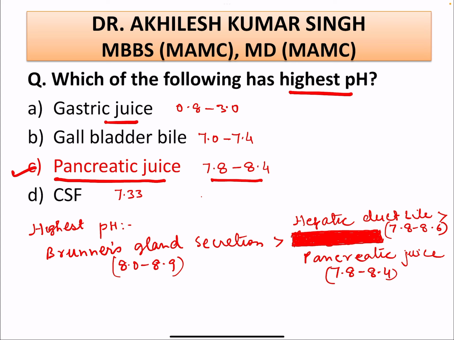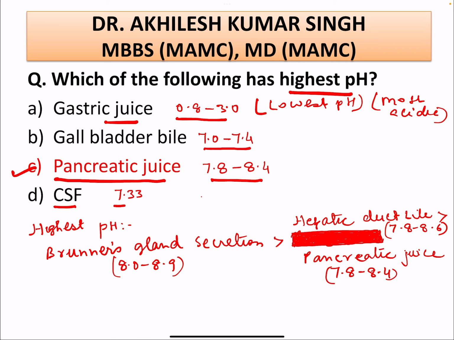The pH of the gastric juice is 0.8 to 3.0. It has the lowest pH. It is the most acidic fluid in the body. Gallbladder bile is 7.0 to 7.4, and the cerebrospinal fluid is 7.33. So of the given options, pancreatic juice is the correct answer.